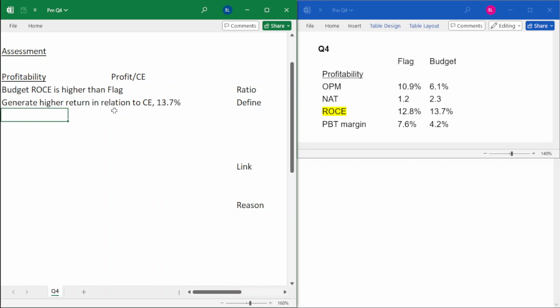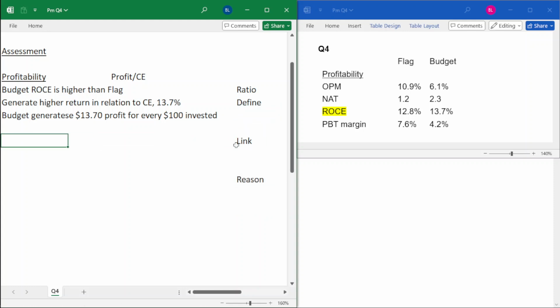13.7%. So let's say budget generates 13.7 profit for every capital employed. So maybe $100 is invested. So your ratio is defined already. Now we will link. Let's link the ratio. So ROCE can be OPM times NAT.